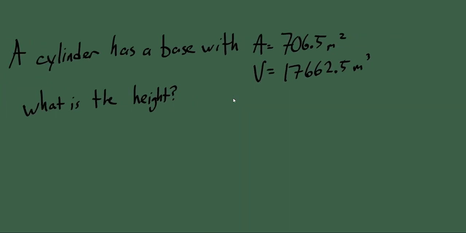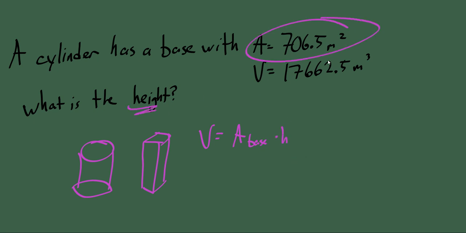Here we've got another with no picture given. A cylinder has a base with area of 706.5 square meters and a volume of 17,662.5 cubic meters. What's the height? It doesn't matter that it's a cylinder. It doesn't matter if it was a rectangular prism. It wouldn't matter if it was a triangular prism. Volume for all of these shapes follows the same formula, which is area of the base times height. We got area of the base. We want height. We're given volume.